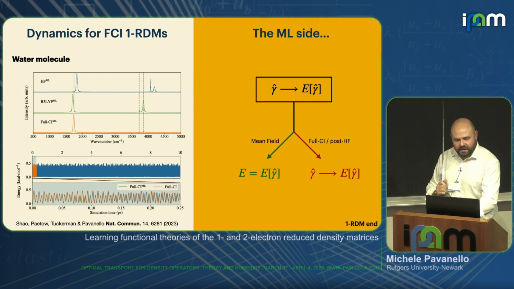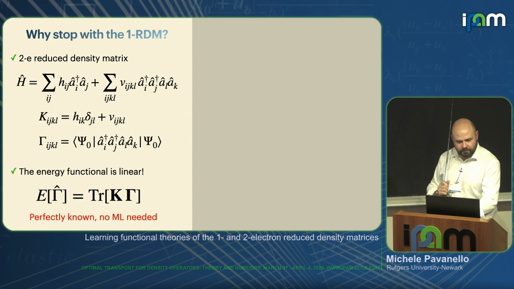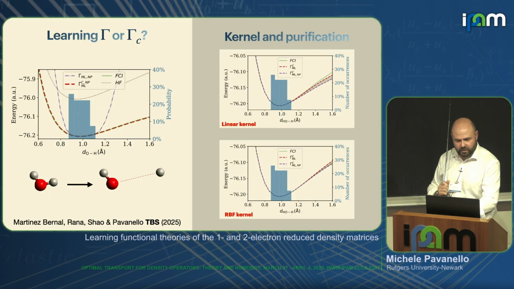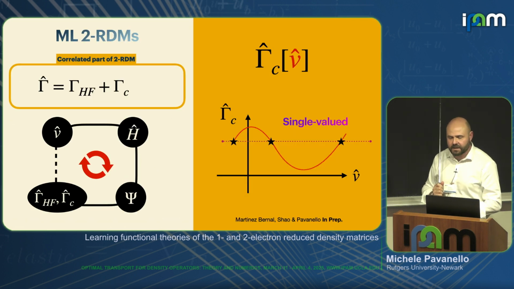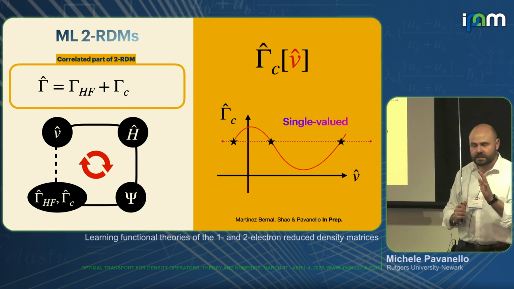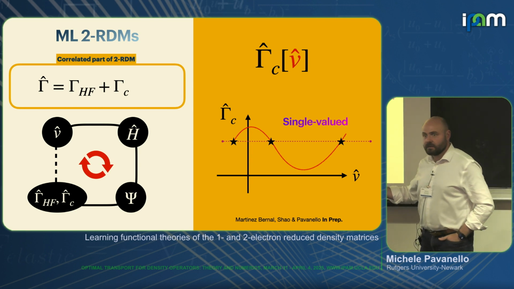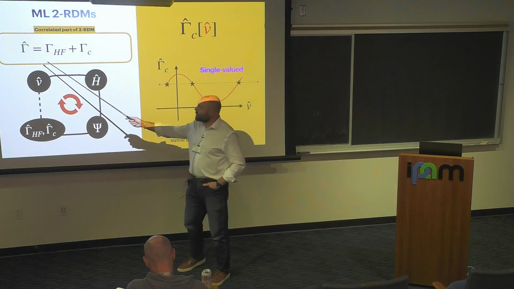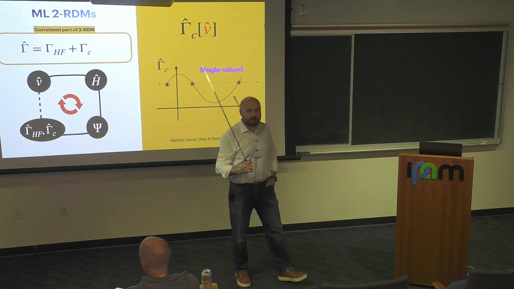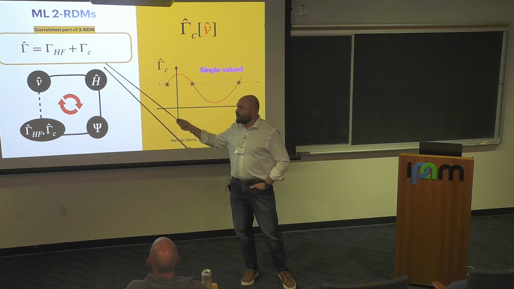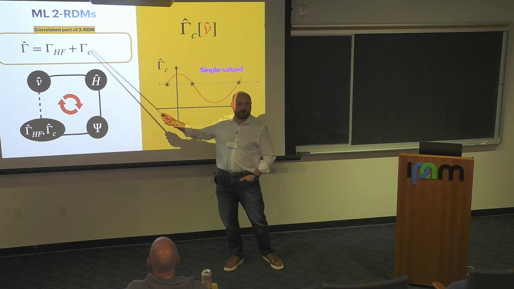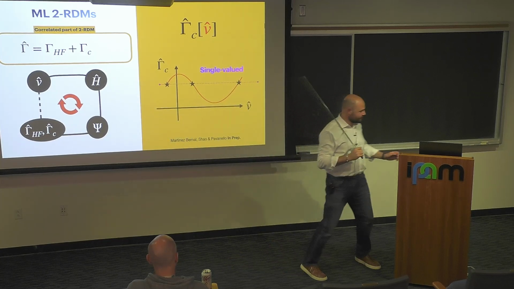Too bad, because now I had a nice story on 2-RDMs, but I don't want to take advantage of your time. Suffice to say that for the gamma 2, the same procedure works, but we were not able to make it work for the full gamma. But for the correlated gamma, yes. And in fact, there are reasons to believe that we may be able to even reduce the training set size dramatically if we are only after the correlated part of gamma 2.